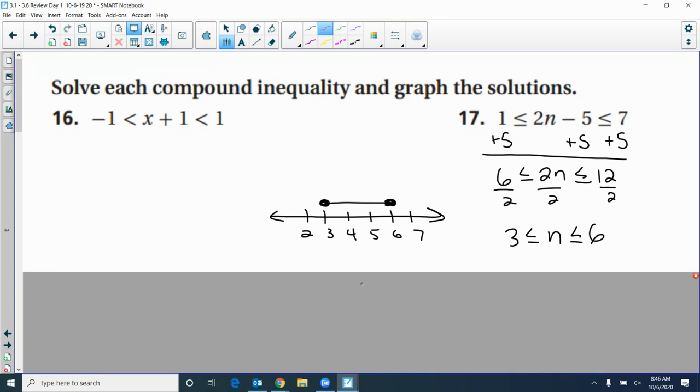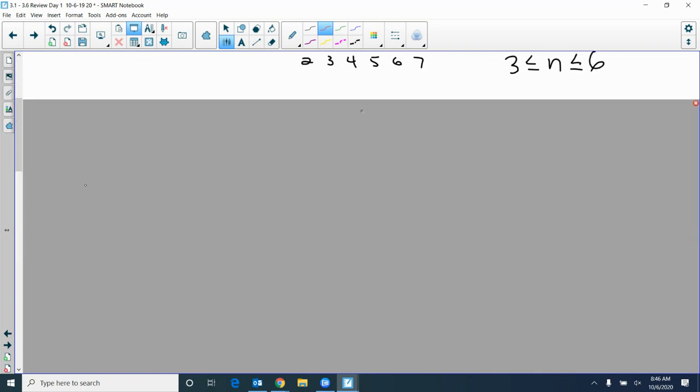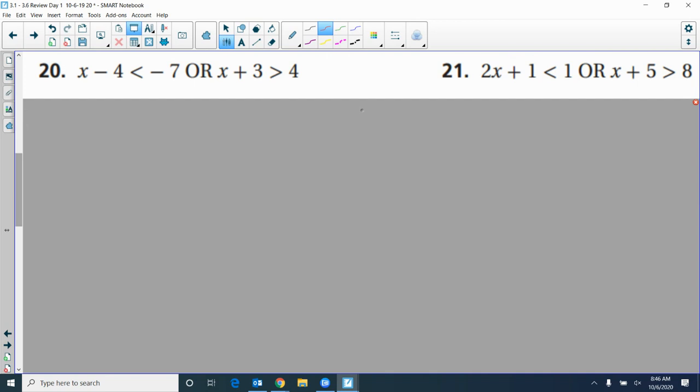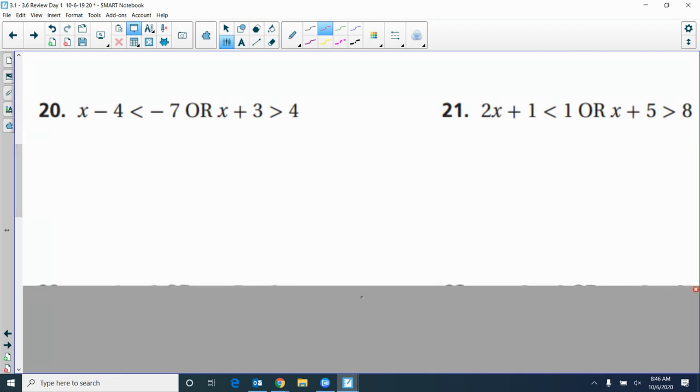So that's how you want to do those, which look pretty good when I saw those on your papers. Now, Allie, that's with the and. If it has the word or, we just do those separate. Add 4.